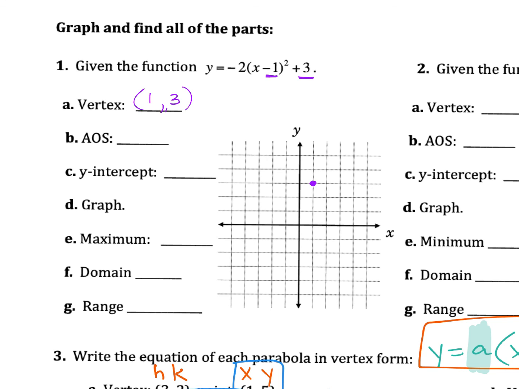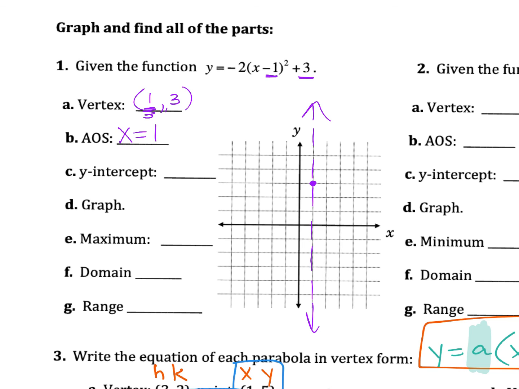What's your axis of symmetry? It's not 1. 1's the number. How do you write an axis of symmetry? X equals. So X equals 1 is your axis of symmetry. It's always this number, but X equals. We'll put that in. Here's your axis of symmetry.